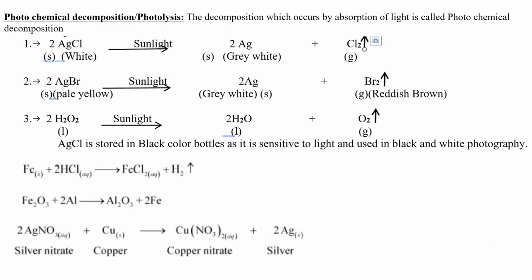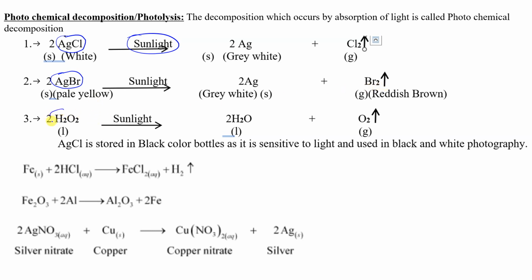It is photochemical decomposition, or photolysis decomposition. Photo means light. Suppose you take the example of AgCl, silver chloride. On exposure to sunlight, it breaks into Ag and chlorine. Very simple reactions. Similarly, a chemical like AgBr, silver bromide, on exposure to sunlight, just breaks into silver and bromine, Br2.